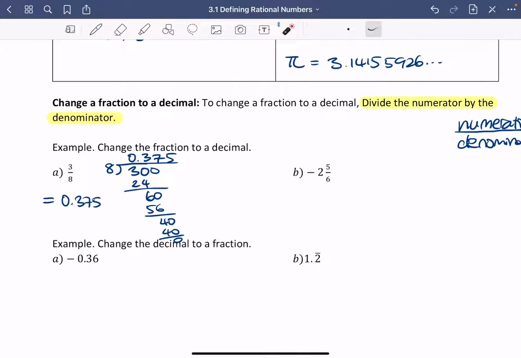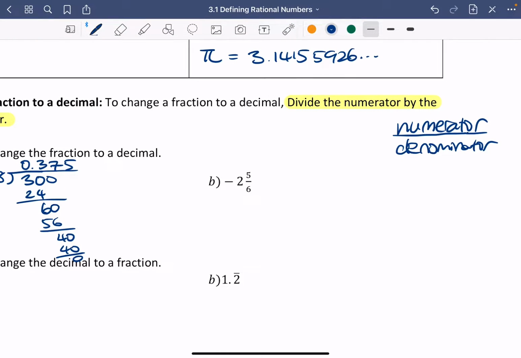So you're basically just dividing the numbers. Okay, the second one, -2 and 5/6. So this whole number here, we can just write -2 for that part, and then this fraction part will be the decimal part.